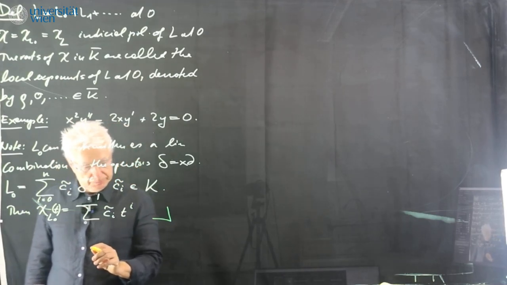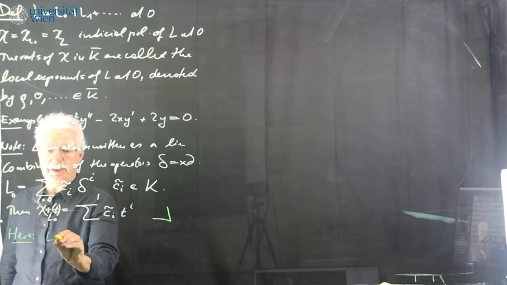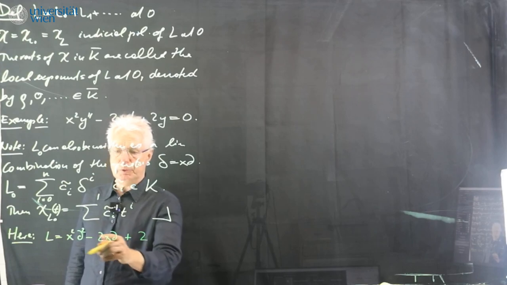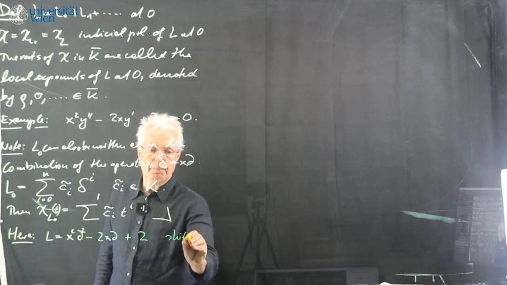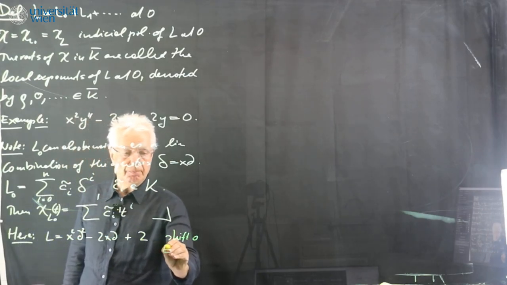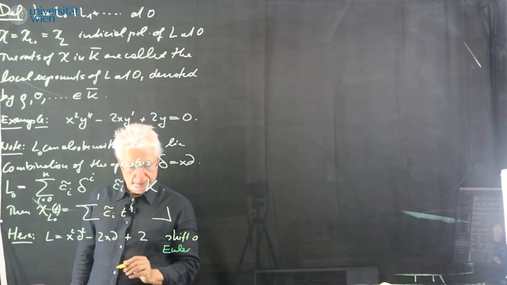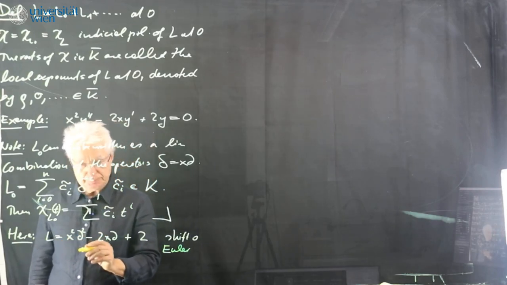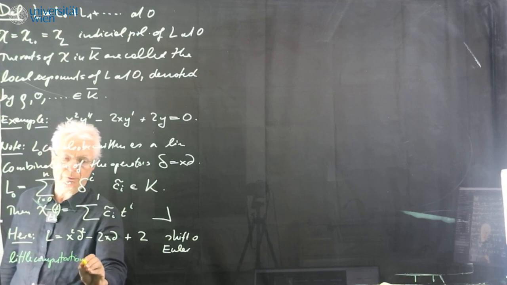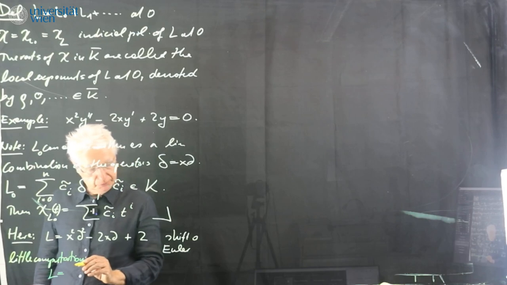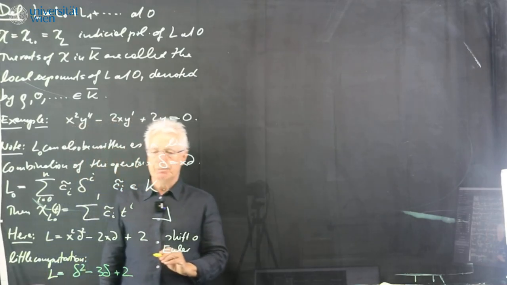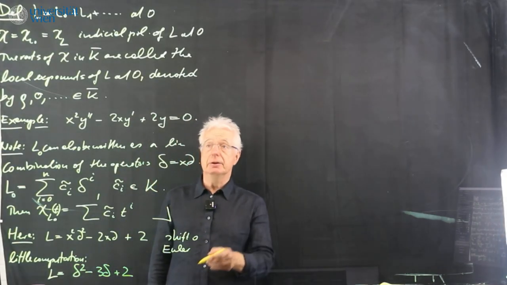Now, in the example, we have L equals x squared del squared minus 2x del plus 2. So you see shift 0. 2 minus 2, 1 minus 1, and 0 gives shift 0. I just write it L, but this is Euler. Okay. And now, as we rewrite it in terms of delta, a little computation, and I ask you to do it at least once so you are familiar, you will get the following description: delta squared minus 3 delta plus 2. That's the same operator, but written in a different basis, if you want.